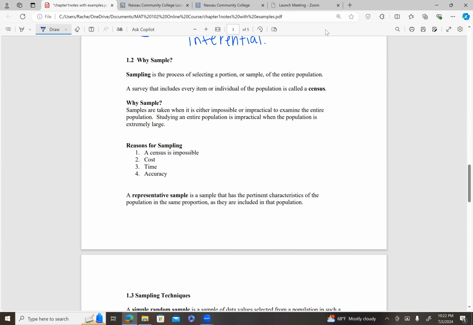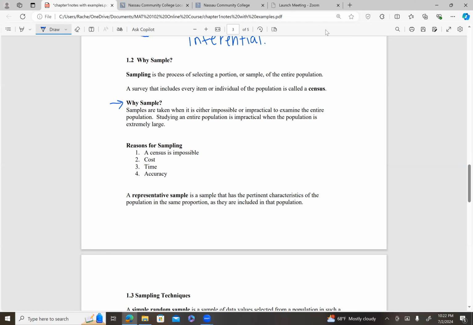So a lot of times we think, okay, when we survey a group, it's asking them a set of questions. So a survey comes in different forms, but if we were going to survey every item or individual of the population, we call that a census. And you guys might have heard of the word census before. Now, a census, a lot of times, is impossible because a census would include every item or individual of the population. Now, why is it impossible? So that kind of brings us to the question, why do we sample?